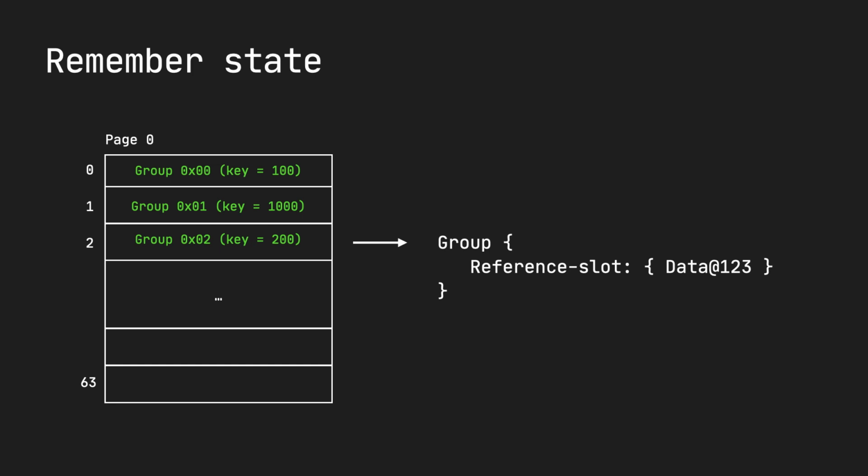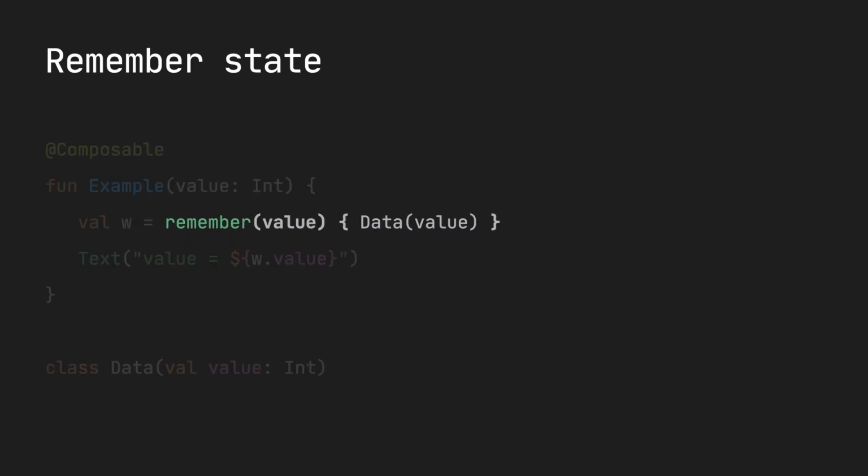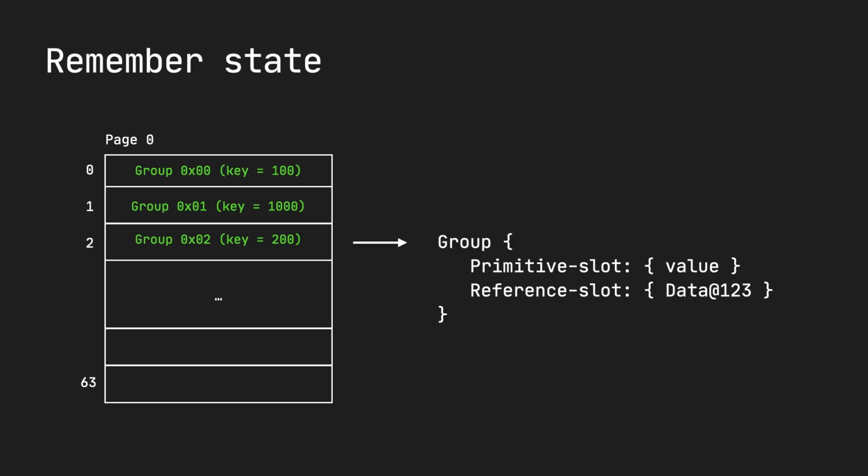And if that remember method relied on some computation of a value, like a key like this, where does that key get stored? So in this case, the key is a primitive value, an integer value. And that gets stored in the primitive slot, just like this, that computed value. And this is important because this primitive slot gets updated when a recomposition happens.